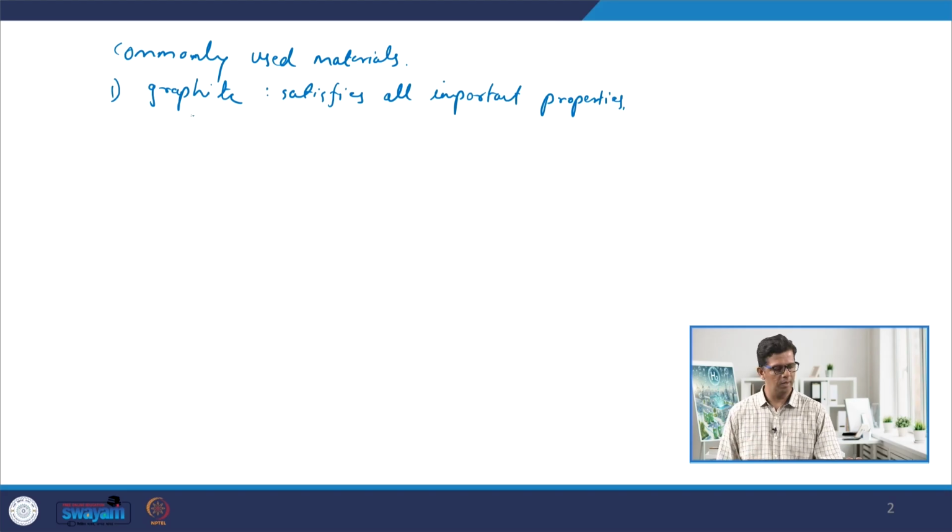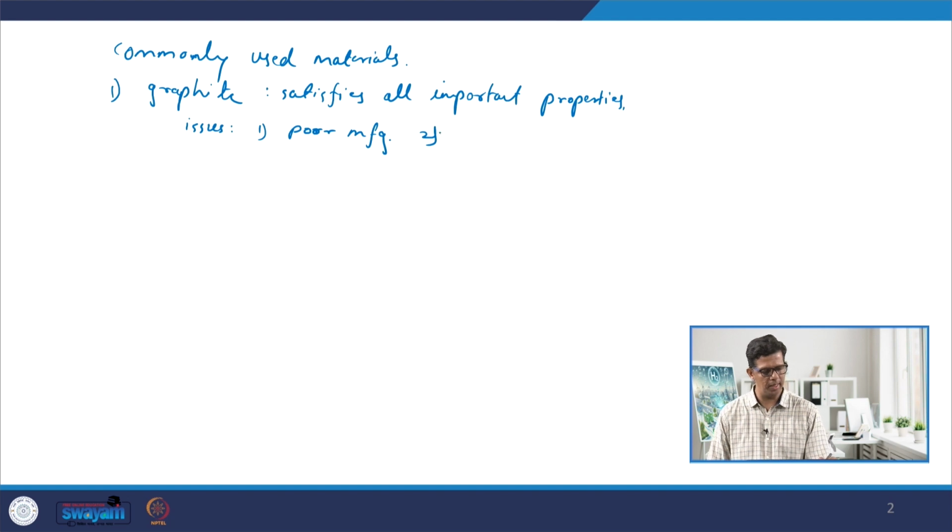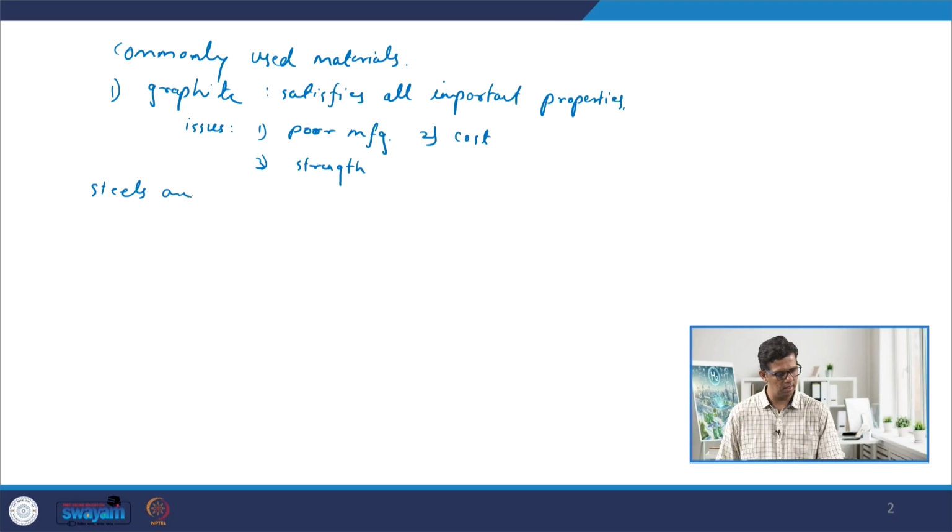So where it basically falls short is, the issues with graphite are, it's a poor manufacturing material. As we understand, graphite is a very brittle material, so manufacturing those channels on the graphite plate is a slightly tedious task. Cost is also an issue, and the third one is the strength. Strength is also not very high in the case of graphite, and that is why steels are very likely used. Let me write, steels are preferred.